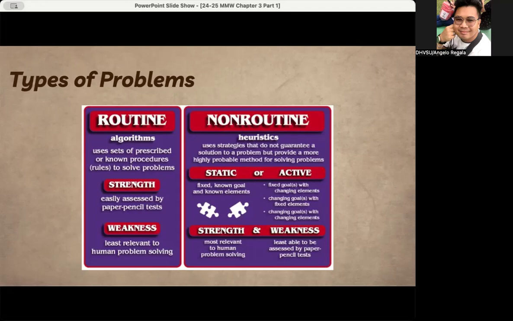Okay? So, ano po ang difference? Kapag static non-routine, the problem is fixed. The goal is also fixed. Okay? Elements or known elements that are used to solve the problem. Okay? Example, solving a jigsaw puzzle. Wala ka namang gagamiting formula doon, pero itatry-try mo yung mga combinations ng puzzle kung saan siya mag-fit. Kasi yung goal mo is to mabuo yung jigsaw puzzle.